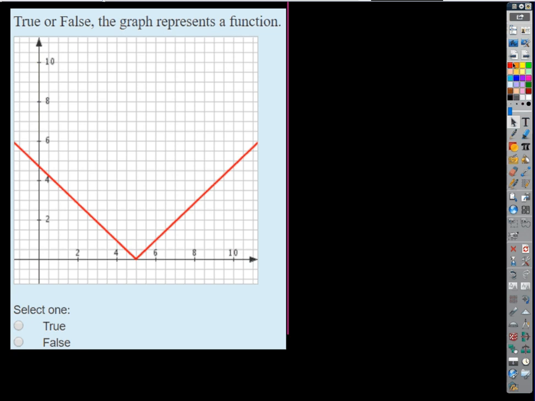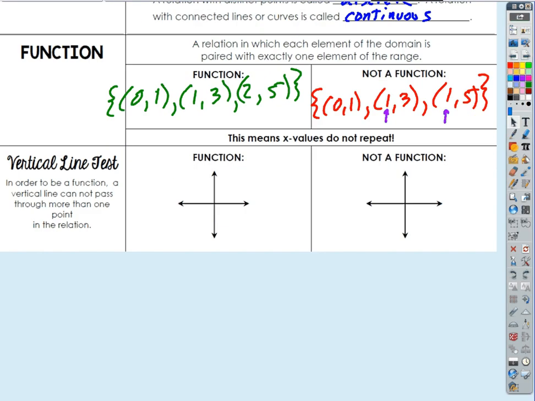Okay? So if we want to add something to our notes, then we could say an example of a function would be something like maybe a parabola, right? An example of a non-function could be something like, well, how about a circle?